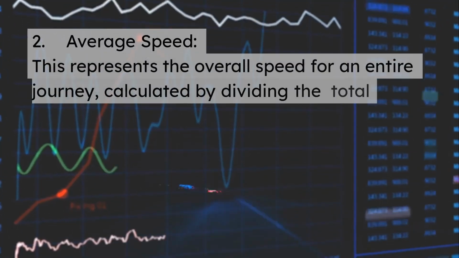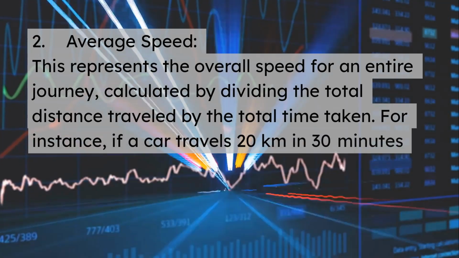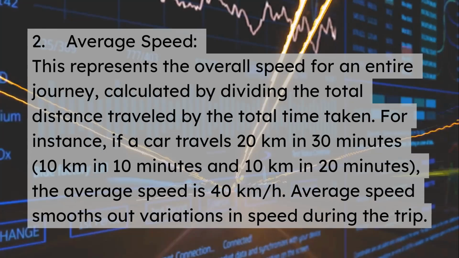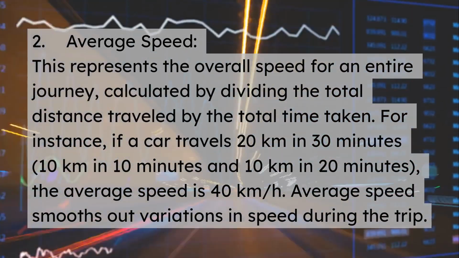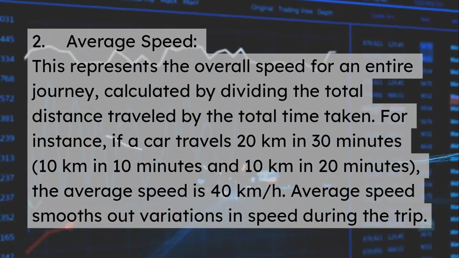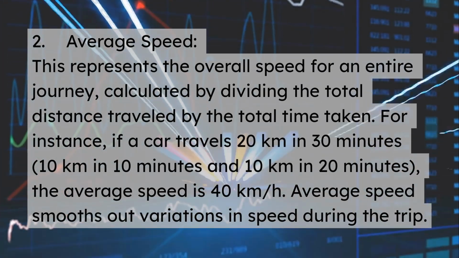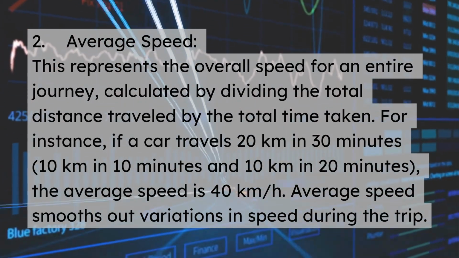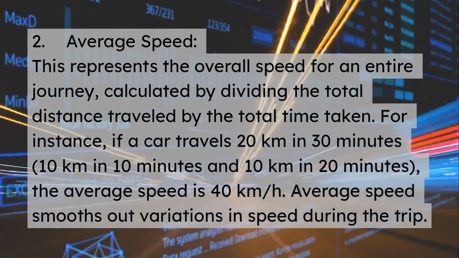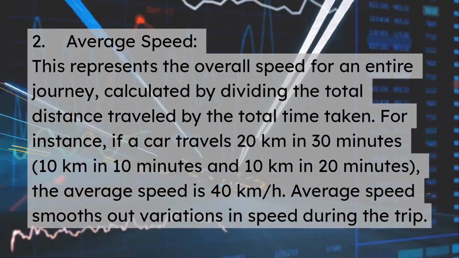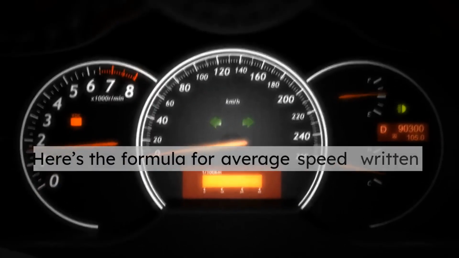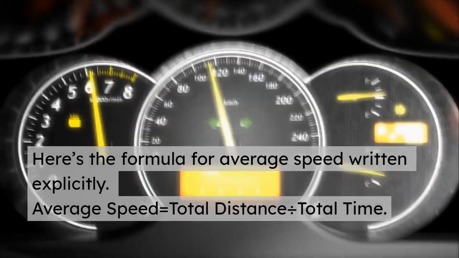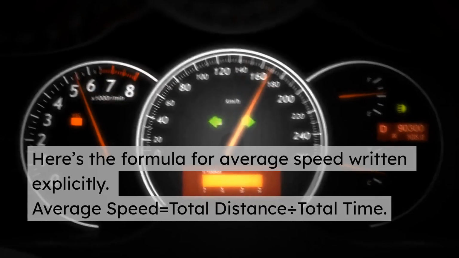2. Average speed. This represents the overall speed for an entire journey, calculated by dividing the total distance traveled by the total time taken. For instance, if a car travels 20 km in 30 minutes, 10 km in 10 minutes and 10 km in 20 minutes, the average speed is 40 km per hour. Average speed smooths out variations in speed during the trip. Here's the formula for average speed written explicitly. Average speed equals total distance divided by total time.